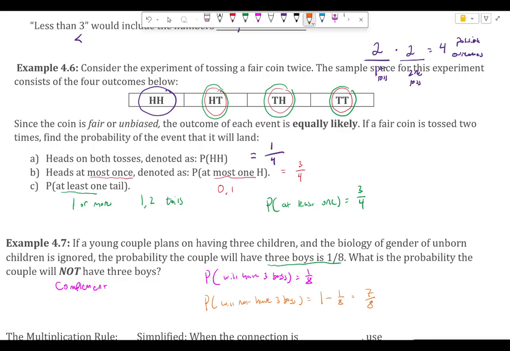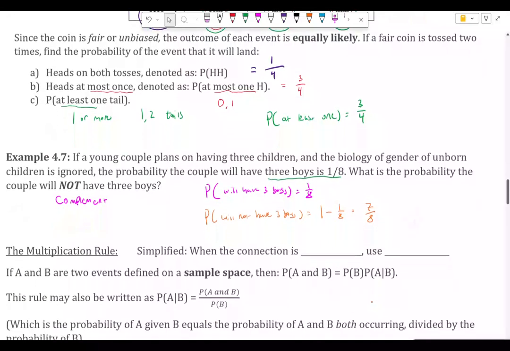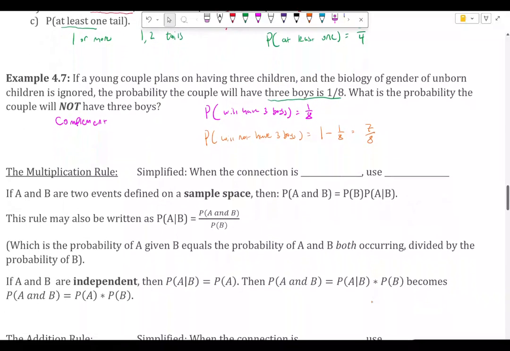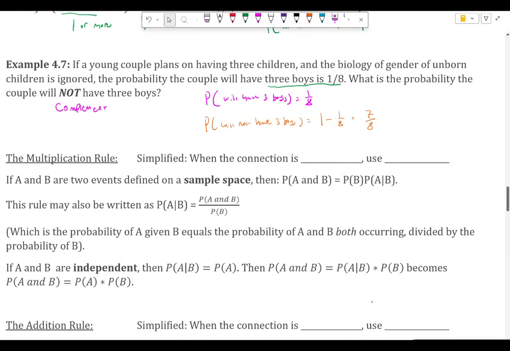We can expand on both of these a little bit more by using some probability rules here. The first probability rule is simplified to the multiplication rule. When the connection is the word and, use multiplication. There's a lot more to this topic if you were to take a probability-focused class. We're not in that class right now. I just want to get the basics of probability so we can understand when we're trying to figure out probabilities for future examples, what it is that we're trying to simplify for.